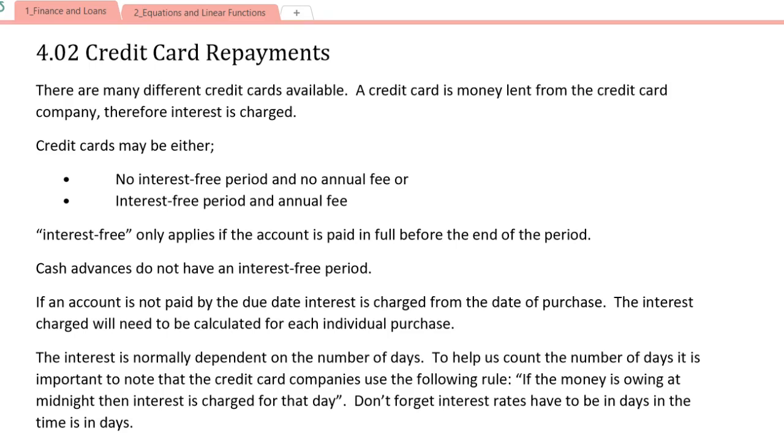In today's exercise we want to look at credit card repayments. Credit cards can be fairly complicated beasts with different terms and conditions for each one. So it's very important with these that you read the question very carefully and interpret all of that information there.